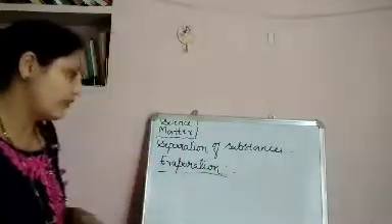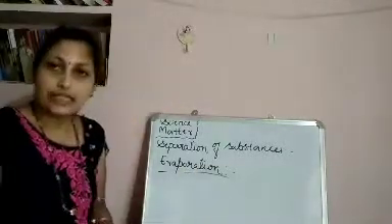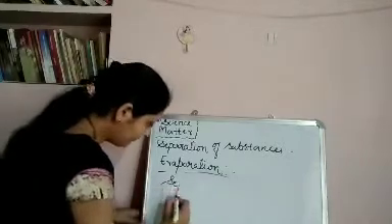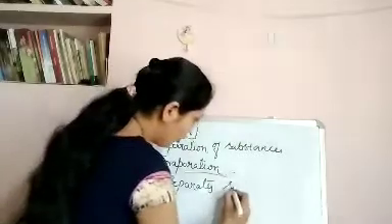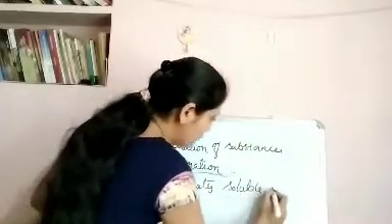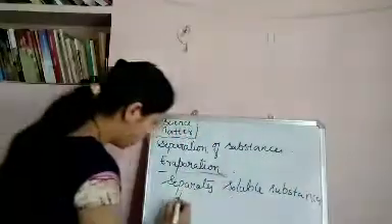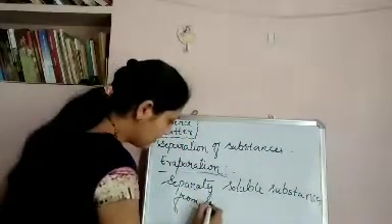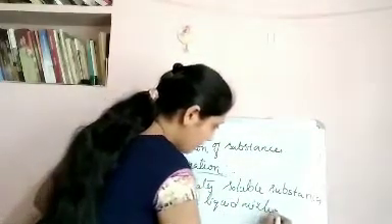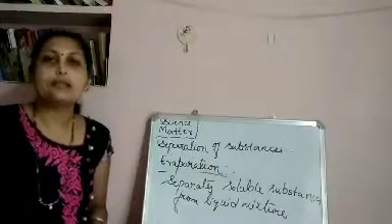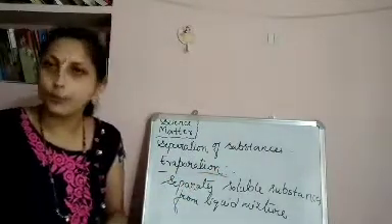So evaporation is a process by which we can separate soluble substances from liquid mixture. Soluble substances can be separated from liquid mixture by this process called evaporation.